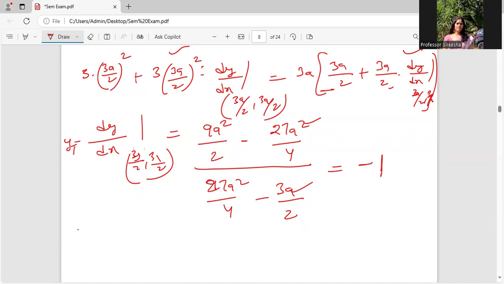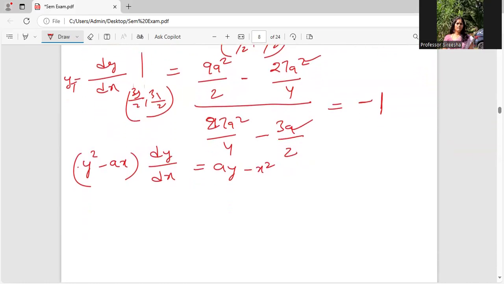Now for the y2, I'll be differentiating this once again. The same equation, I'll be differentiating it once again. What's that equation? Just see. Before substituting the point, I have y squared minus ax into dy by dx equal to ay minus x squared. Actually, this was the term before substituting 3a by 2, 3a by 2. This would be my second equation. I'll be differentiating it with respect to x again.